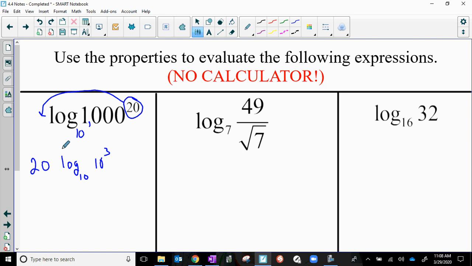That's what 1,000 is. These would cancel out. That says multiplication there, so we have 20 times 3, which is 60.